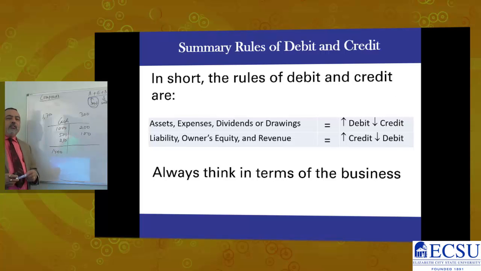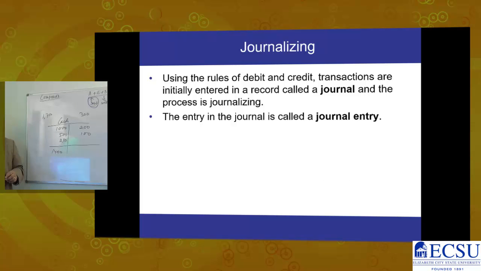So now we are going to summarize the rule of debit and credit. Asset, expense, dividend, or drawings will be debited if they increase and credited if they decrease. Liability, owner's equity, and revenue: if they increase, we'll credit them, but if they decrease, we'll debit them. And of course, you always have to think in terms of the business. So that is the summary of the rule of debit and credit.